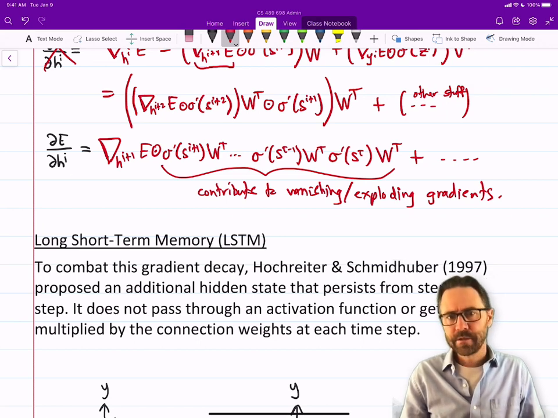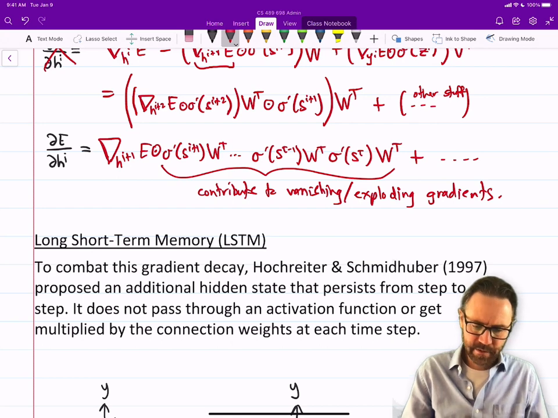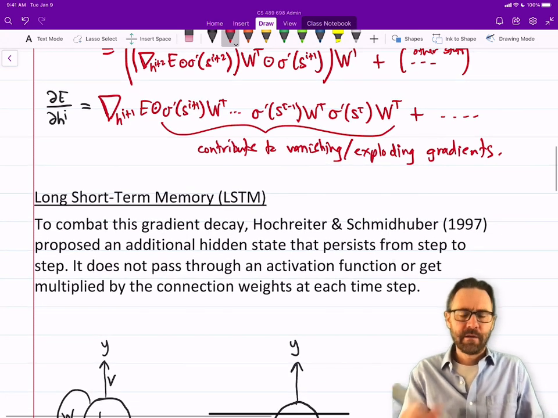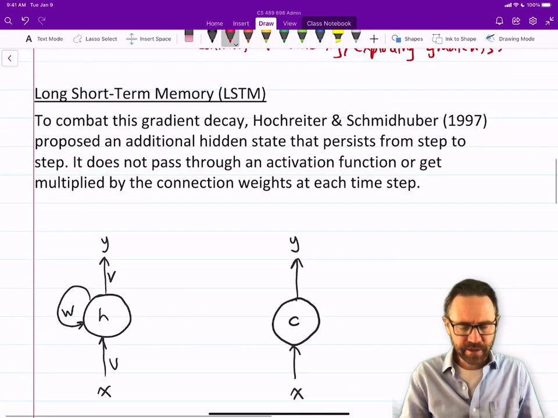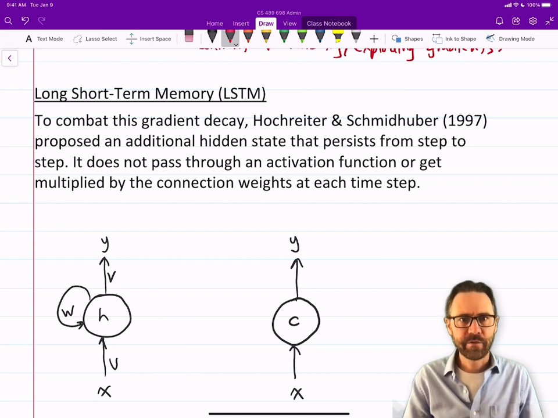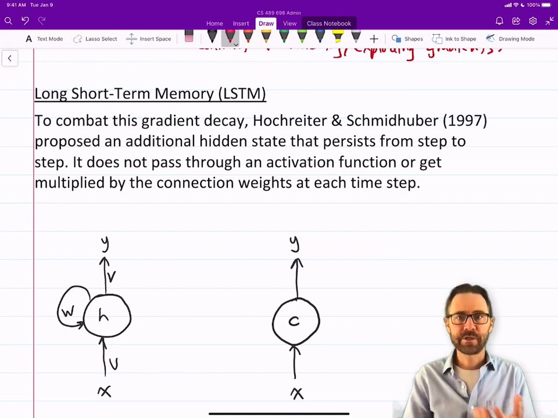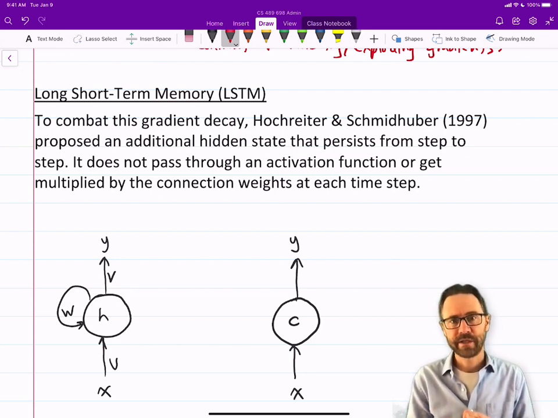Okay, so what are we going to do to get around that? LSTM, long short-term memory. To combat this gradient decay, Hochreiter and Schmidhuber in 1997 proposed an additional hidden state that persists from step to step. It does not pass through an activation function or get multiplied by the connection weights at each time step.